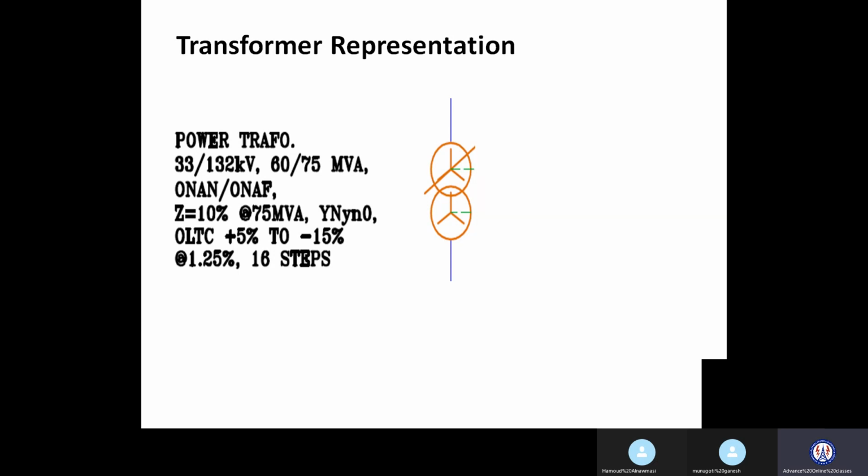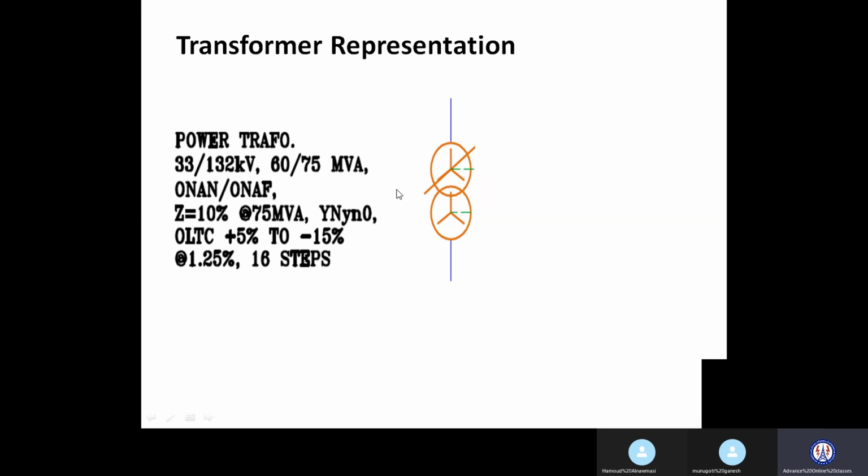Then your transformer rating 315 MVA, percentage impedance value 14%. Then your transformer rating 500 MVA, percentage impedance value 15/16%. So this is the standard percentage impedance value based on MVA capacity. Next one, if you see this transformer rating is 65/75, so here percentage impedance value is 10% at 75% MVA. Then next we are representing the vector group of your transformer.